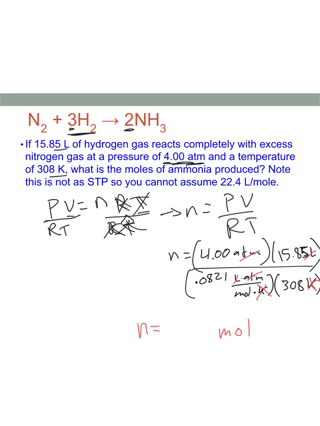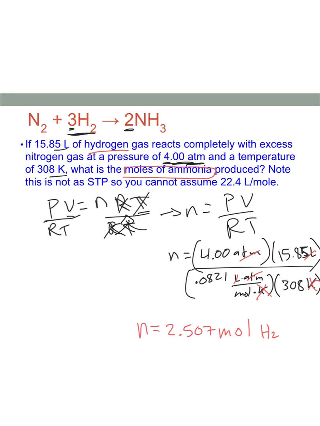So I grab my calculator, I go 4.0 times 15.85 equal, divided by 0.0821 equal, divided by 308 equal, and I get roughly 2.507 mole. And you don't need to keep more than 3 decimal places for this class. Okay, that gives me the mole of what? So I started out with hydrogen, so that gives me mole of H2, but that's not the final answer I'm trying to find. I'm trying to find the mole of ammonia.